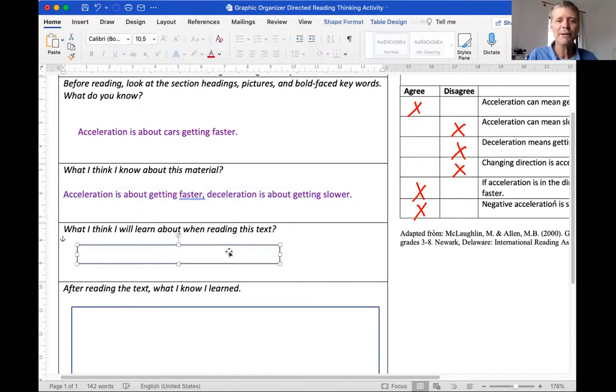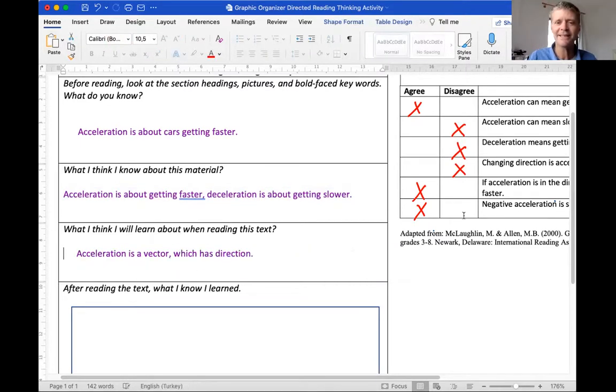What do you think you'll learn about it from reading this text? Well, this goes back to the anticipatory questions. Acceleration is a vector which has direction. That's what, from just glancing, you probably think the reading will be about. And so this is what students have before they read. Acceleration is about cars getting faster. What I think I know about this material is acceleration is about getting faster, deceleration is about getting slower. What I think I will learn is acceleration is a vector and acceleration has direction. And so this is initially what the students are going to think about when they read.